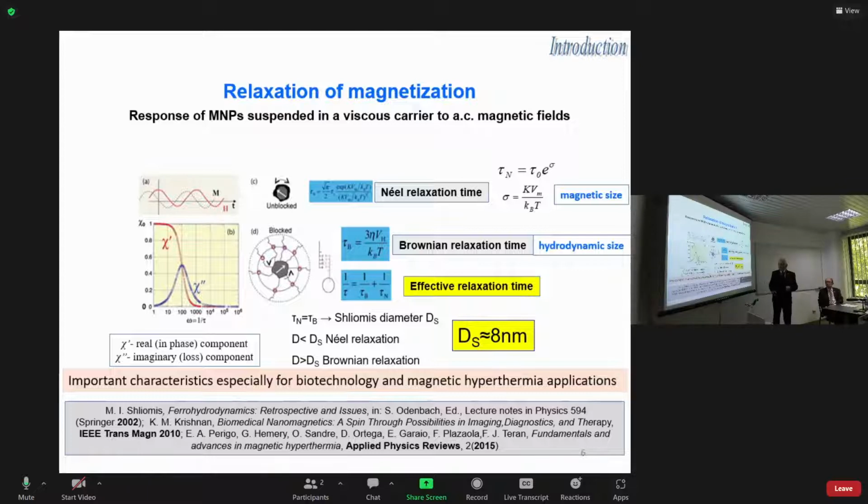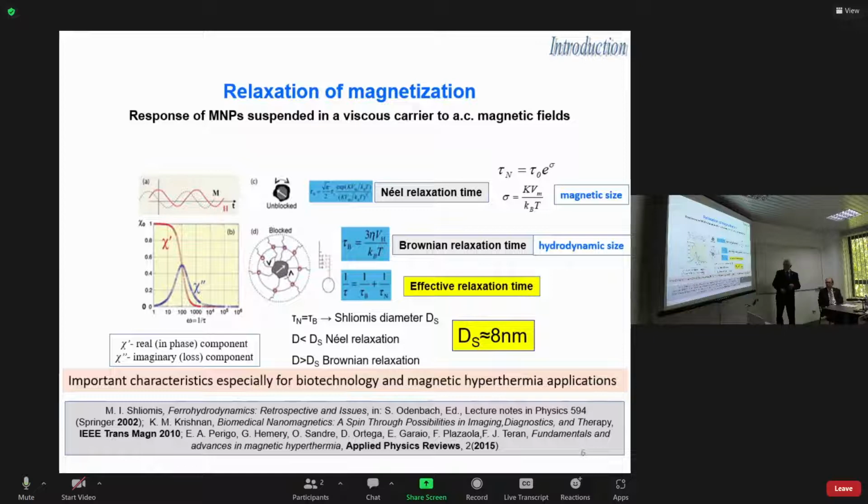This is very important, for example, in an application in nanomedicine that you can see very frequently in papers, the magnetic hyperthermia. Both relaxations are involved there.